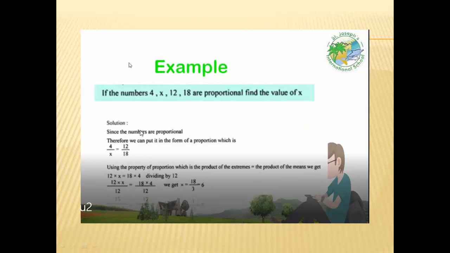Then this is a proportion. We can use the property of proportions, which is the product of the extremes equals the product of the means. We get 4 times 18 equal 12 times x. So 12 times x equal 18 times 4. Then by dividing both sides by 12, we get 18 over 3 equal what? Equal 6. Then x equal 6.